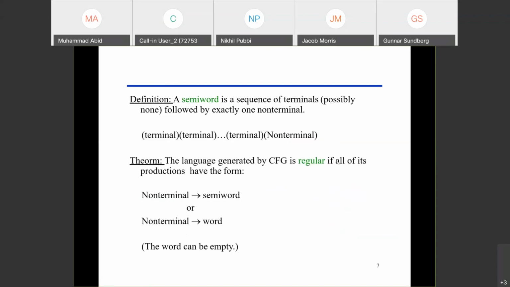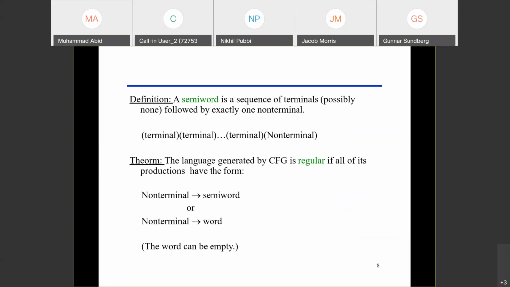Okay. So now, whatever I just explained to you is a more formal definition of that. A semi-word is a sequence of terminals, possibly none, followed by exactly one non-terminal. We already saw this definition. The language generated by a CFG is regular if all of its productions have a certain form. Now, this is a new thing: how do you know, by looking at the grammar, that this grammar represents a regular language? So you have two, three different grammars. How do you know that this grammar represents the regular language?